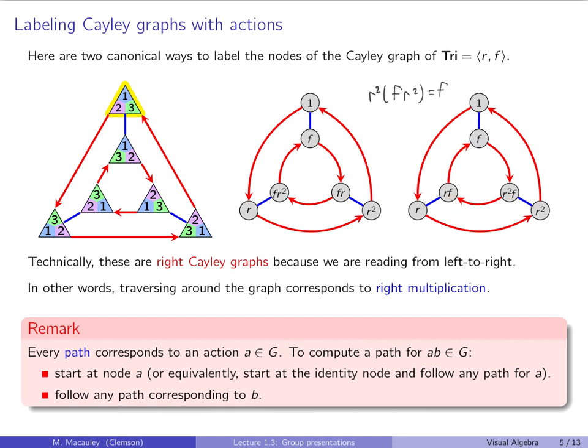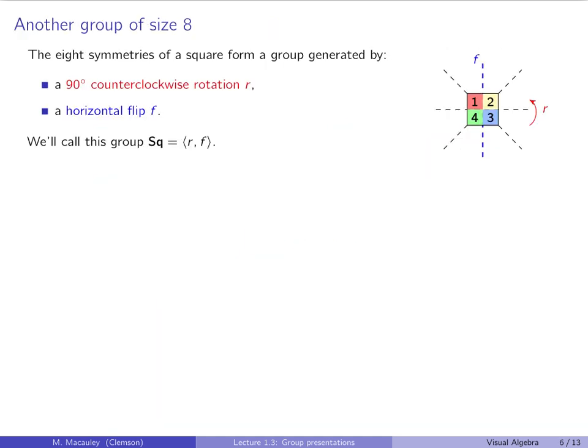So a Cayley graph really is like a group calculator. It allows us to compute these things quickly. And if we had the actual relations on hand, we could do this as well. But it's just easier to do it when you have a graph like this right in front of you. Before we get to group presentations, I want to show you one more group of size 8.